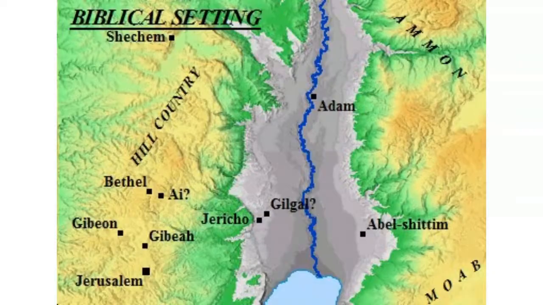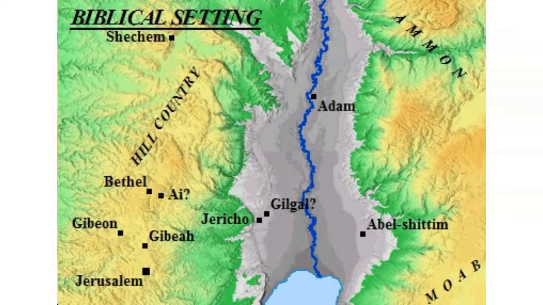Now the people came up from the Jordan on the 10th of the first month and camped at Gilgal. What's the significance of the 10th of the first month? What do you do on that day? Select the lamb. I just found that interesting.